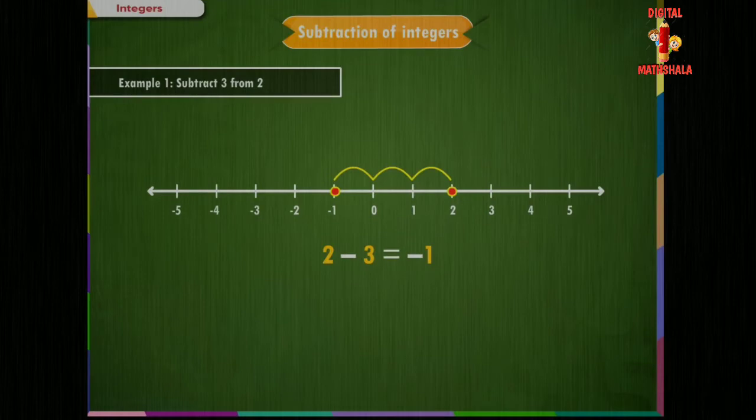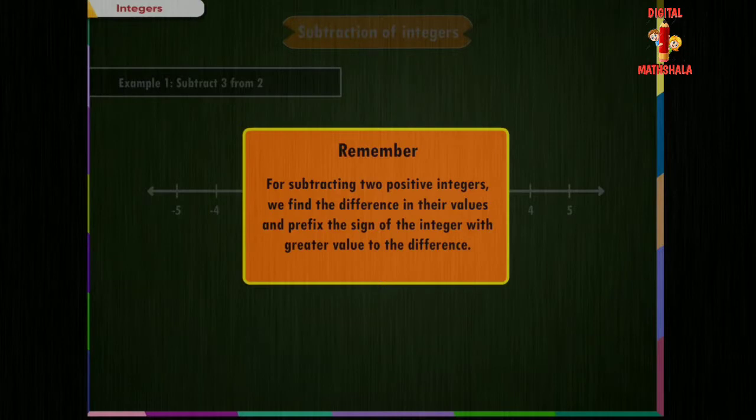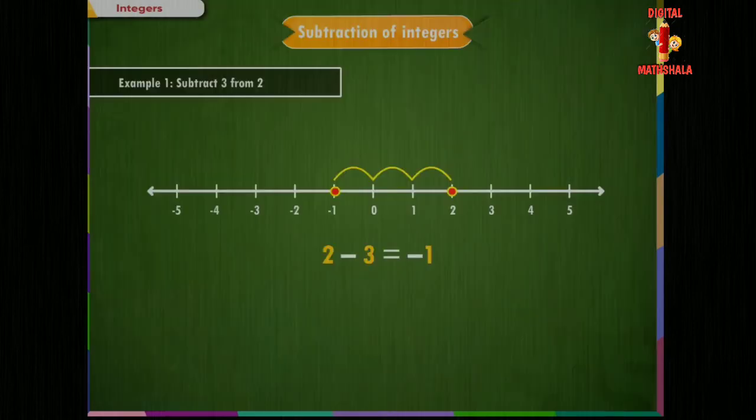Another method of solving the same problem would be by using the rule. For subtracting two positive integers, we find the difference in their values and prefix the sign of the integer with greater value to the difference. Therefore, 2 minus 3 is equal to minus 1. Example 2. Subtract 1 from minus 3. Write the problem as minus 3 minus 1.